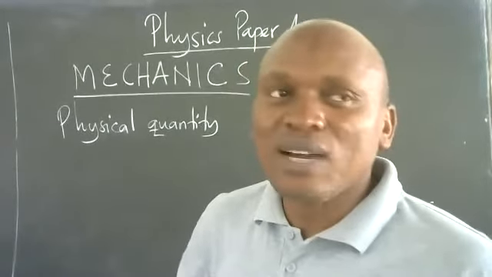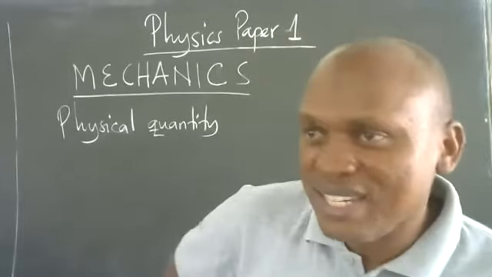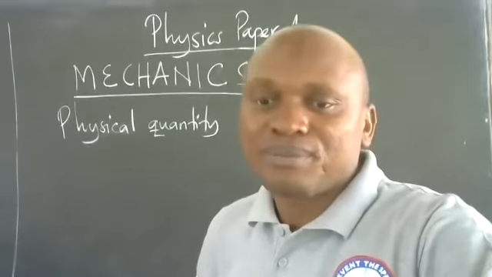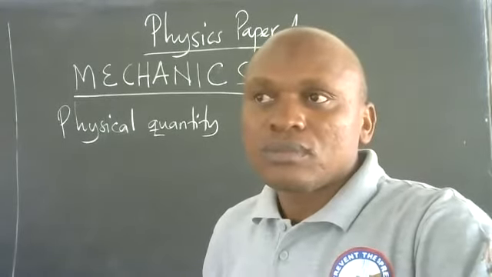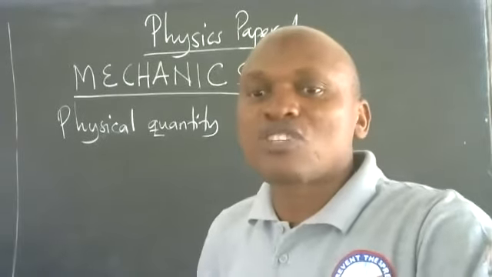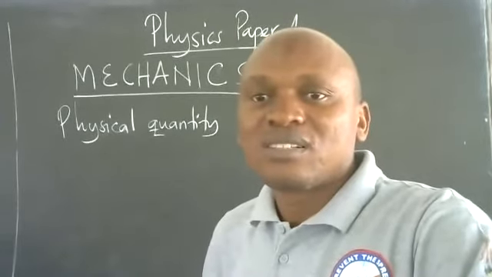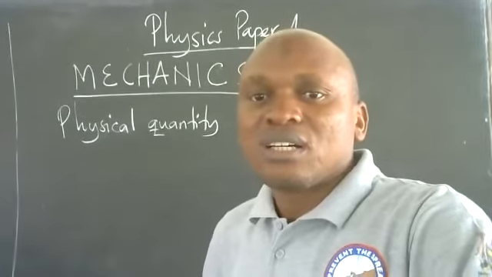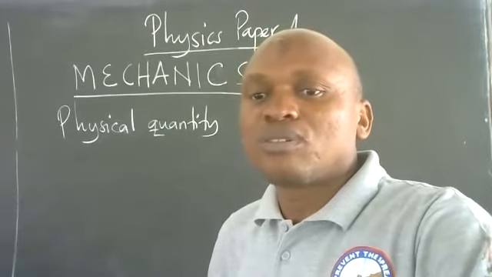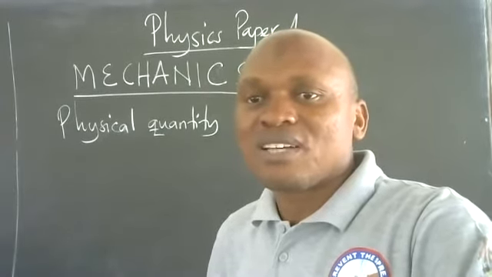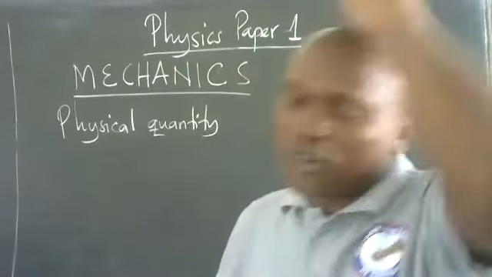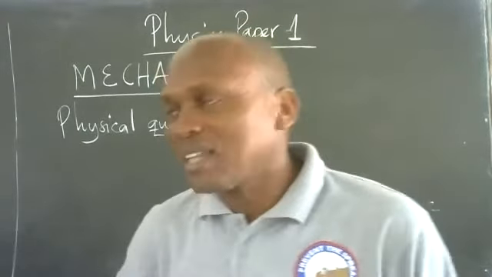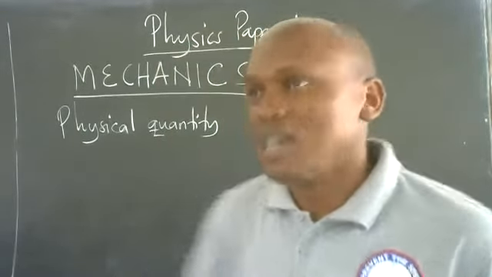Do you know of any other quantity that we measure in science but has no units? Who remembers any other? Magnification. Good. Magnification. There is also refractive index. Young's modulus. Okay, very good. All those are quantities that have no units, but they are measurable. We can determine them in science.